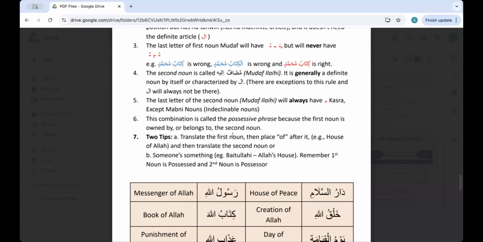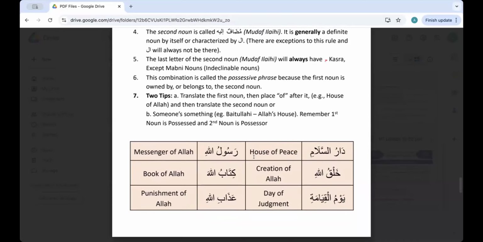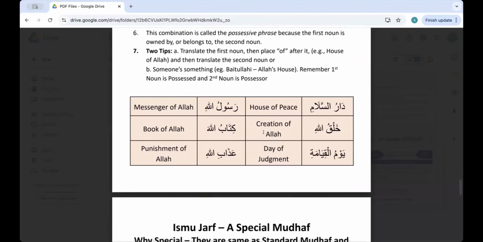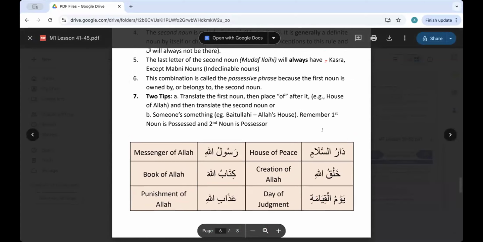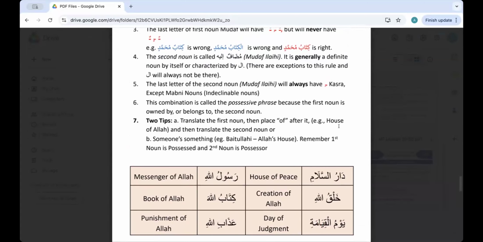We'll have some examples at the bottom. Two tips: translate the first noun, then place "of" after it, for example, house of Allah. Then translate the second noun. Baitullahi, Allah's house. Remember, the first noun is the possession, the second noun is the possessor. We have some examples here. Because it's a quite short lesson, I'd like you to participate. I'd like some of you to come forward and read this and explain.